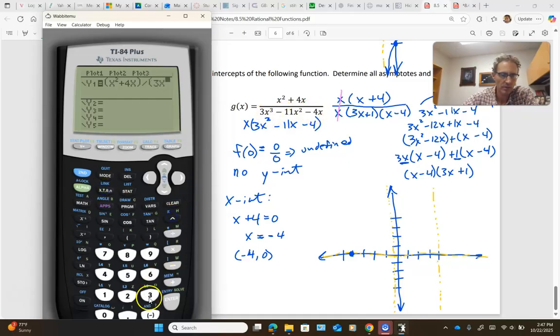3x cubed minus 11x squared minus 4x, and then close those parentheses. A lot of times students will make a mistake by not keeping these polynomials in parentheses. Okay, so now I'm going to hit the graph key, and this will give me an idea of how this function is going to look.